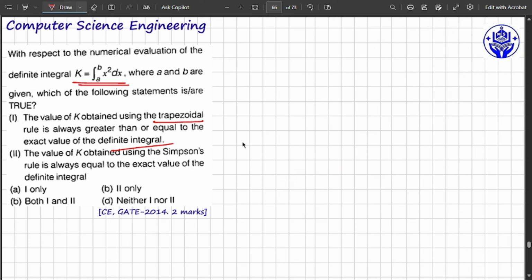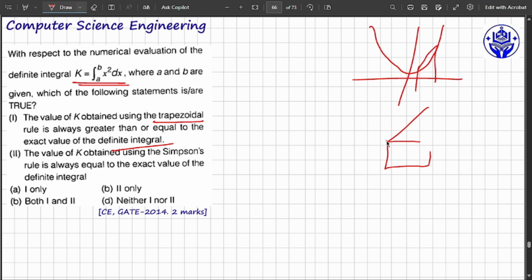In the trapezoidal rule that we have earlier seen, in the case of a parabolic equation, if we take 2 points, this will be like this. This is the area, or it will be like this. This is the area. So it is more. It means the trapezoidal rule will always give more than the exact solution. So the first will be correct.